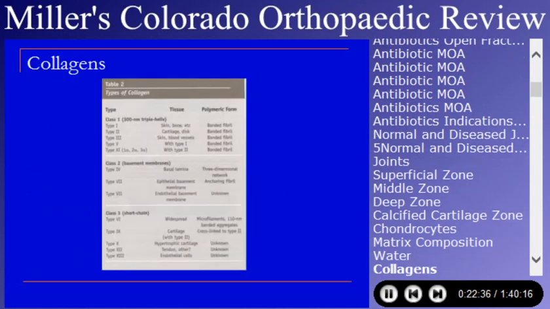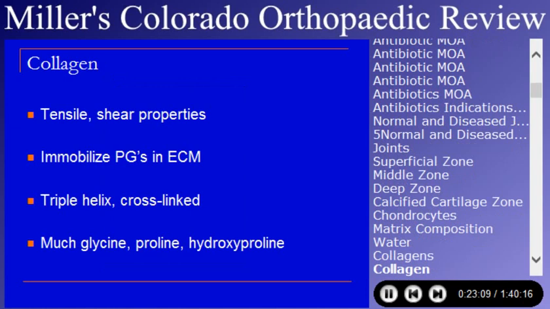Collagens, again, they like to ask. Type 1 is your primary collagen in bone. Type 2 is your primary collagen in cartilage. Type 10 is one that they sometimes look for, which is seen in hypertrophic cartilage, and type 9 is involved in the cross-linking of cartilage, is another one they sometimes look for.